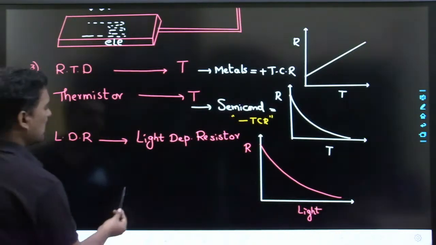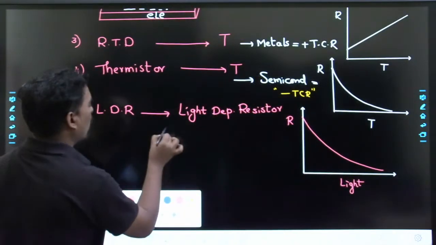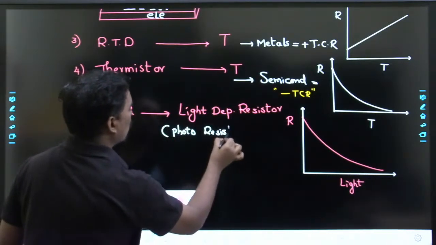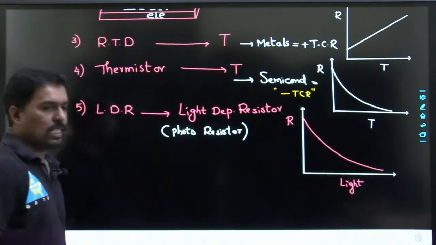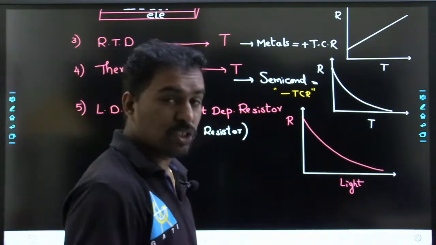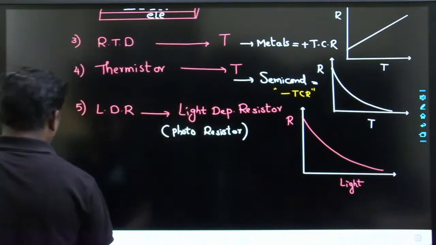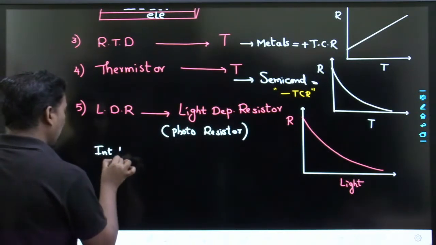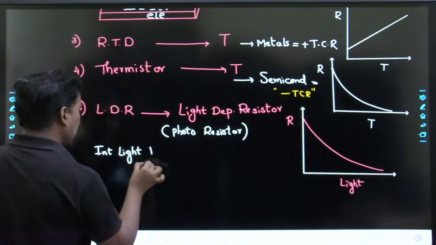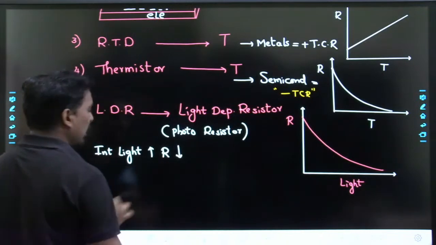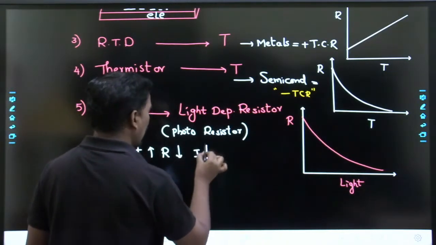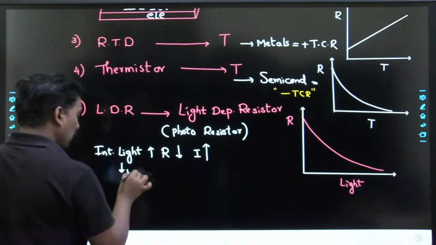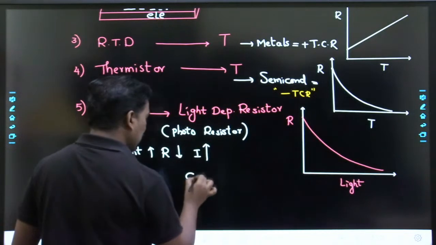And LDRs are called light dependent resistors. These are also called photoresistors. These photoresistors will change: as the light intensity is changing, the resistance is going to change exponentially. As the intensity of light is increasing, the resistance is going to decrease. That means the current passing through the LDR is also going to increase, because of the photons, the conductivity is increasing.